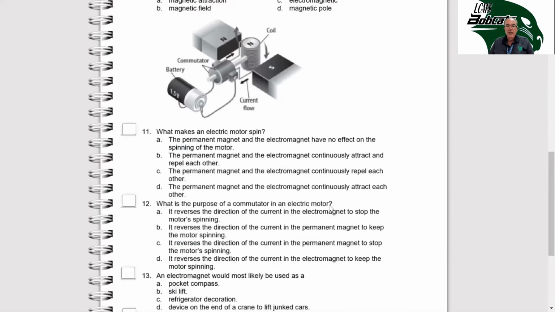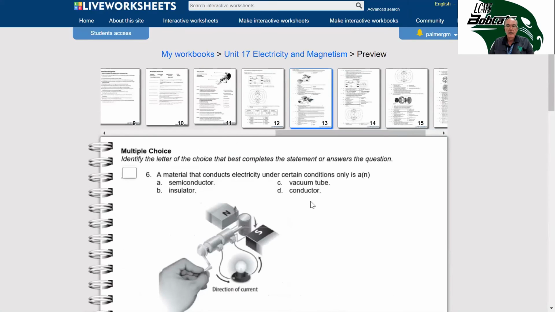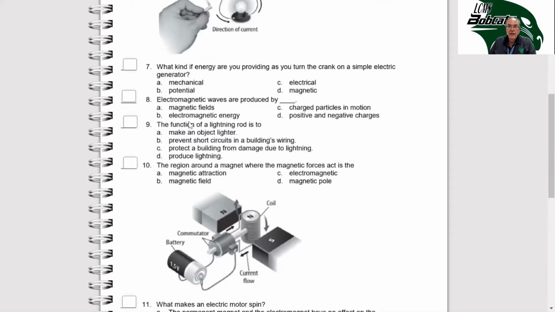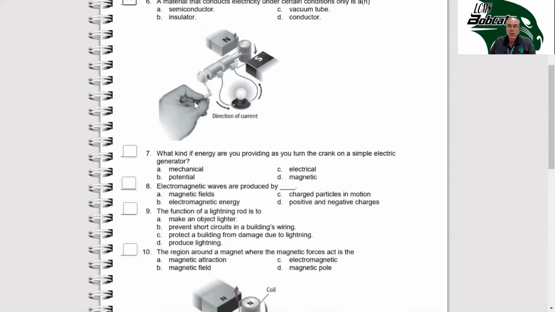Okay, next page. These are multiple choice. A material that conducts electricity under certain conditions is a semiconductor. What kind of energy are you providing when you turn the crank on a simple electric generator? Well, you add mechanical energy here to turn the generator, so it would be A.